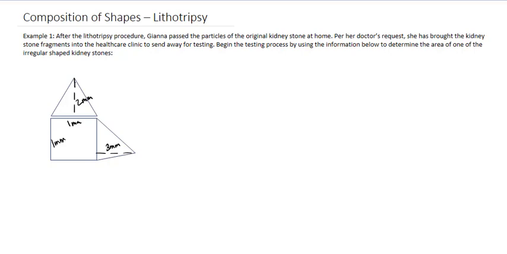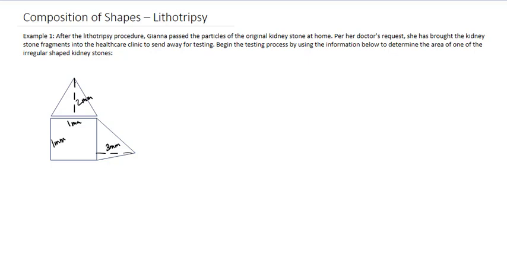Composition of shapes. After the lithotripsy procedure, Gianna passed the particles of the original kidney stone at home. Per her doctor's request, she has brought the kidney stone fragments into the healthcare clinic to send away for testing. Begin the testing process by using the information below to determine the area of one of the irregular shaped kidney stones. And so you can see below that this is an irregular shape that has no formula.